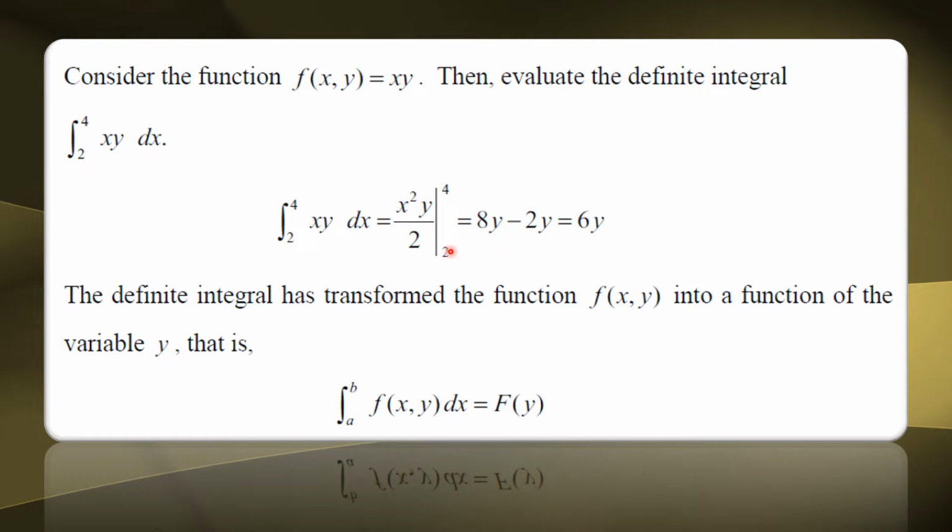So what we can see is that when we evaluate this definite integral with respect to x, taking x as a variable and y kept as a constant, the answer appears in terms of y. So we say the definite integral has transformed the function f(x,y) into a function of the variable y. That is, for any function of two variables x and y, if we integrate with respect to x from a to b, the answer will definitely appear in terms of y, because y has been taken as a constant.